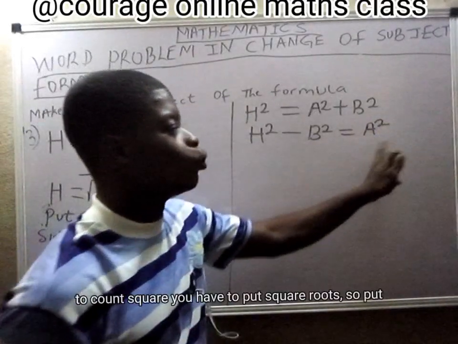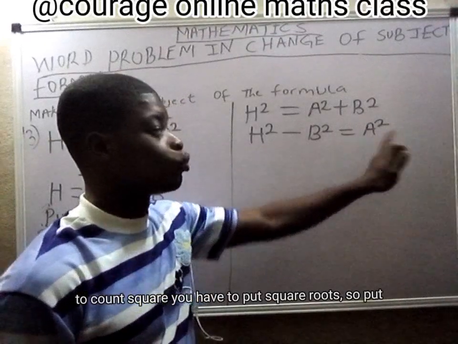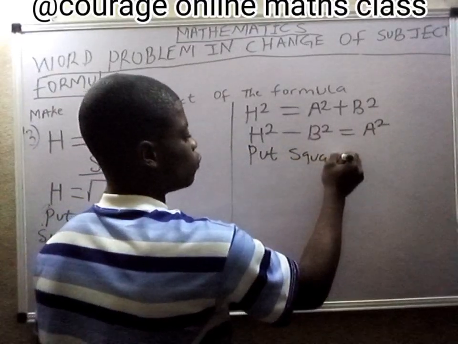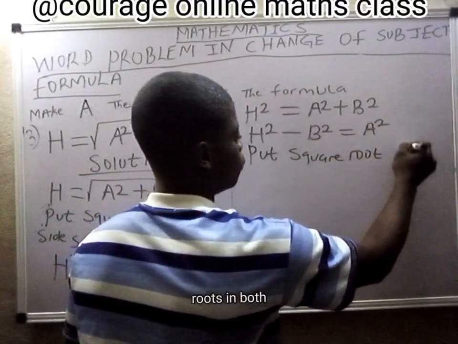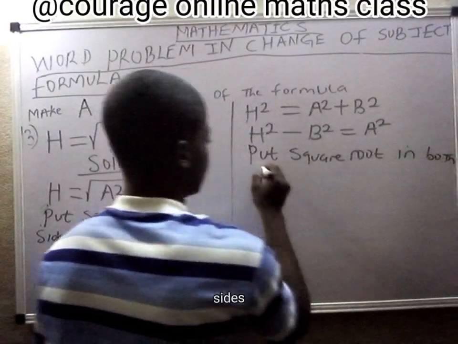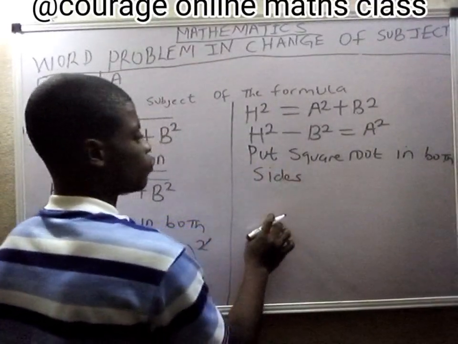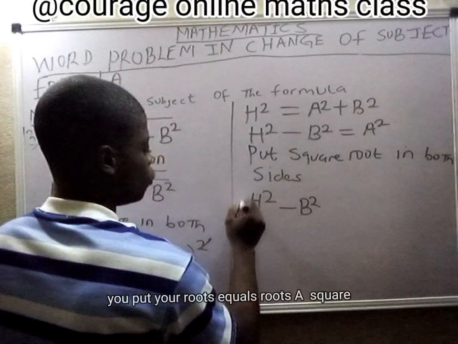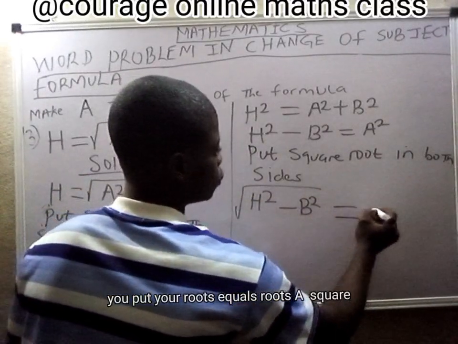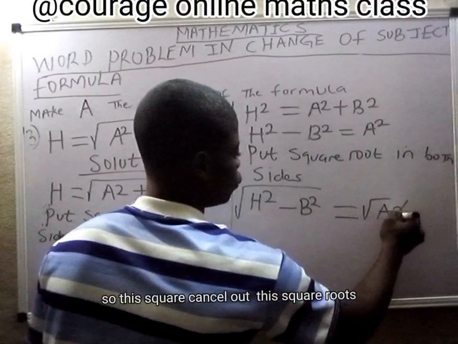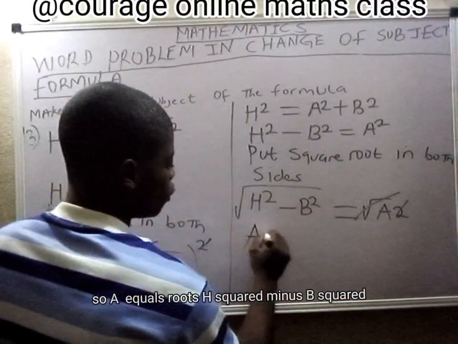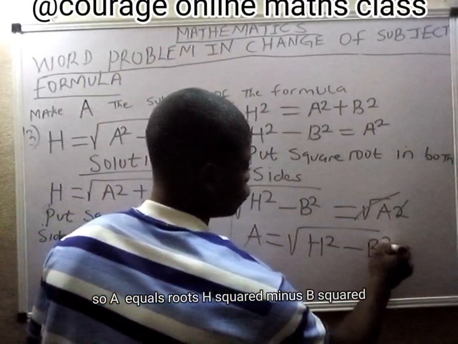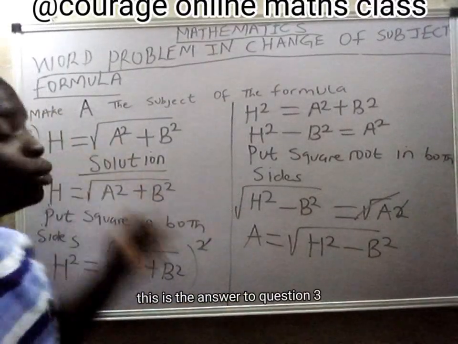Remember I told you earlier, to cancel square you have to put square root. You have to put square root in both sides. So we have root of h square minus b square equals root a square. So this square cancels the square root. So a equals root h square minus b square. This is the answer to question 3.